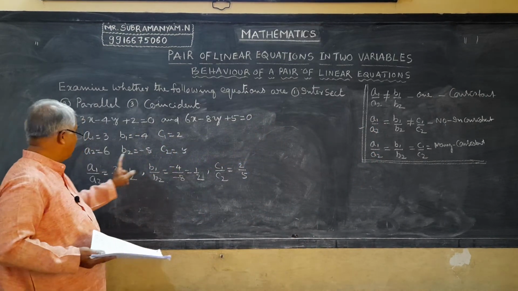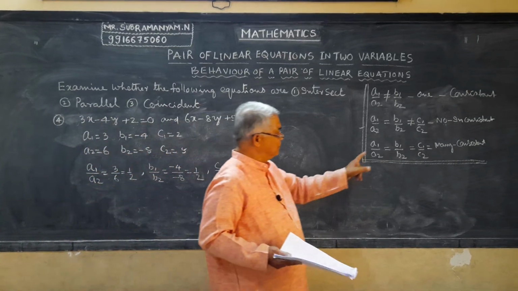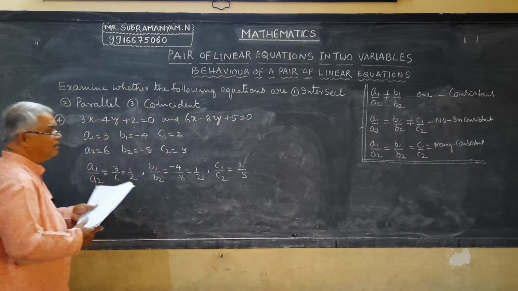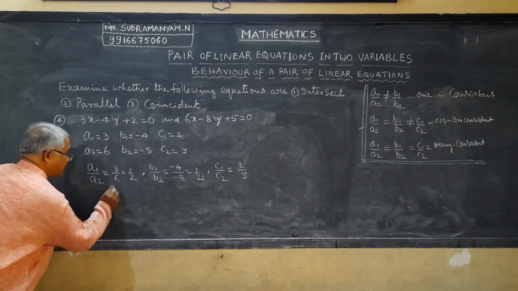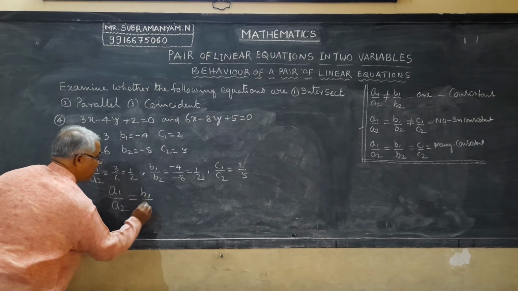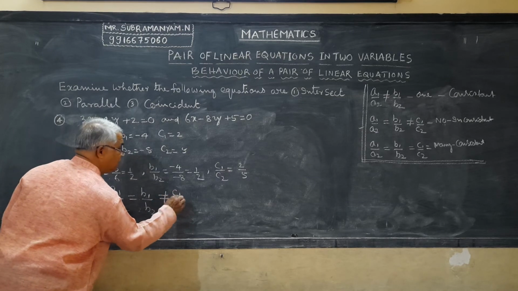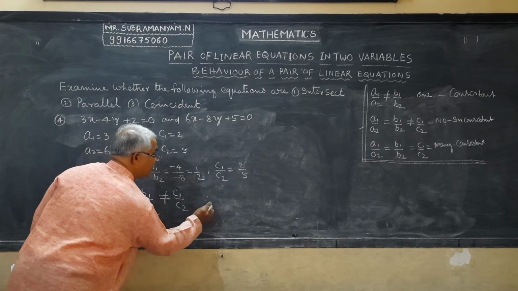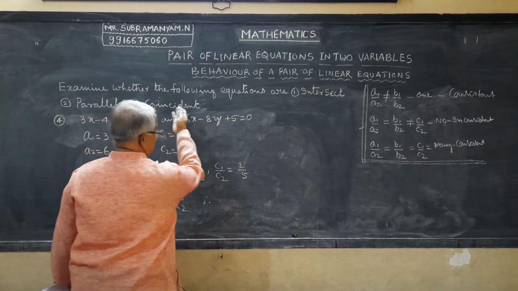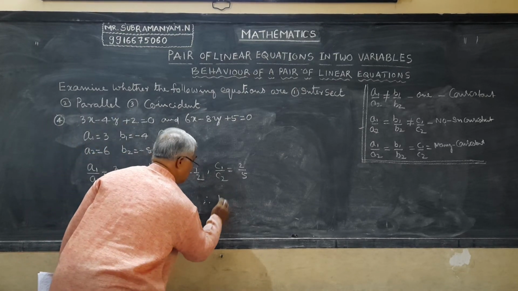Now by this time you have understood whether second one or third one, whether parallel or coincident. A1 by A2 equal to B1 by B2, not equal to C1 by C2. That means the lines are parallel. So the condition we write, A1 by A2 equal to B1 by B2 not equal to C1 by C2. Therefore, whether they intersect, are parallel, or coincide, from this condition we will come to know that they are parallel.